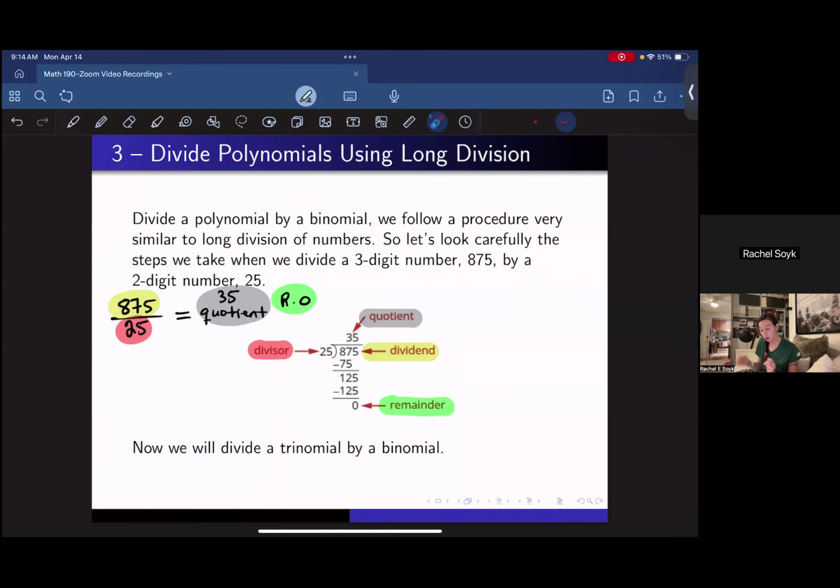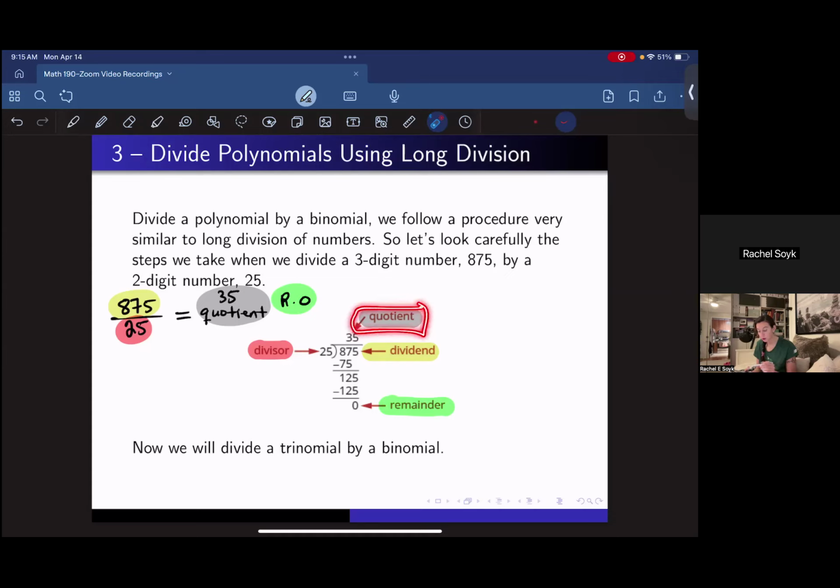Objective 3. So we are going to be able to divide polynomials using long division. And so we're very familiar with long division, just dealing with numbers. I'll run through it with you as sort of a nice refresher, but then we're gonna eventually incorporate some variables. And so the first thing that we're looking at is how many times does 25 go into 875? And just some quick vocabulary terms.